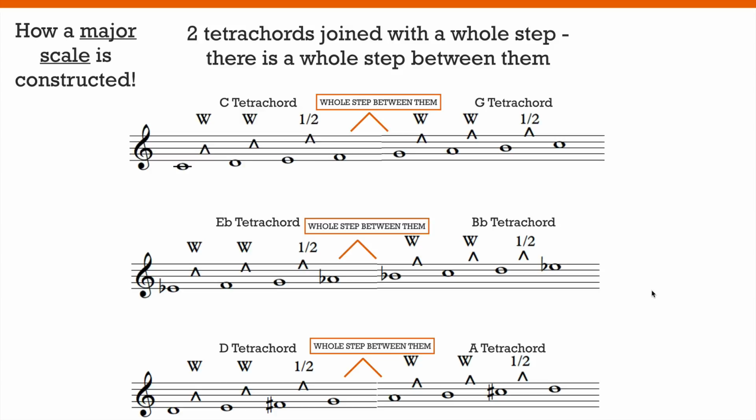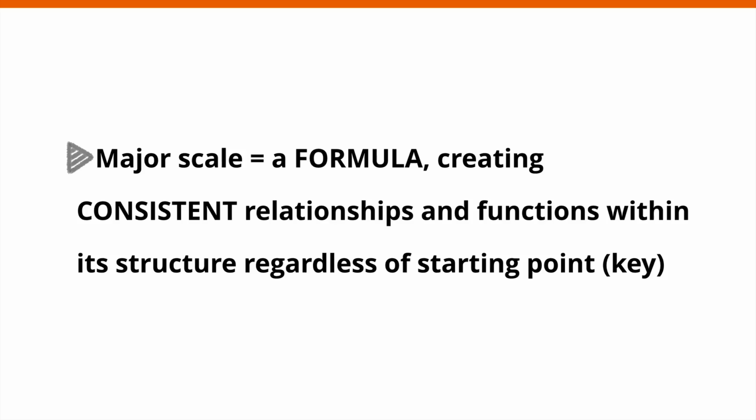So this is important because a major scale is a formula. It creates consistent relationships and functions within its structure, regardless of the starting point, meaning what was do, what was the first scale degree, what was tonic. The relationships are going to be the same because this is a formula. We just did it with a bunch of what seemed to be random tetrachords, but we ended up with a major scale every time because we applied the formula correctly.